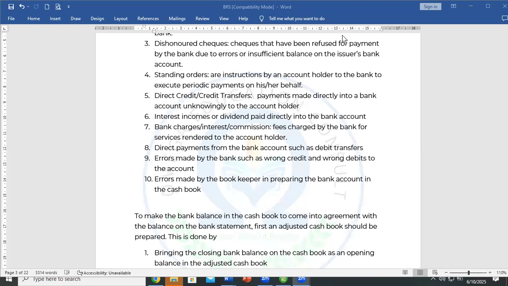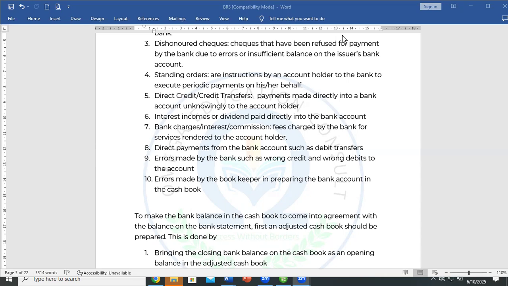So after the uncredited checks, the next course is dishonored check. And professors, when we say dishonored check, it means a check that the bank has refused payment, refused payment due to errors or insufficient balance on the issuer's bank account. Okay, so there is that.